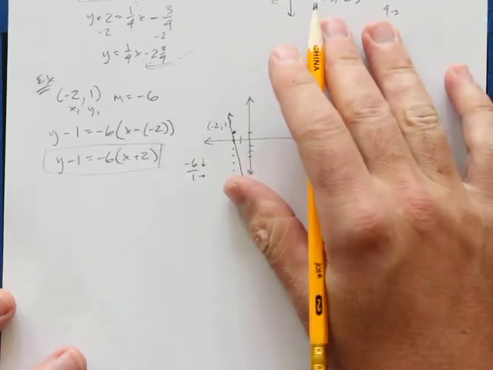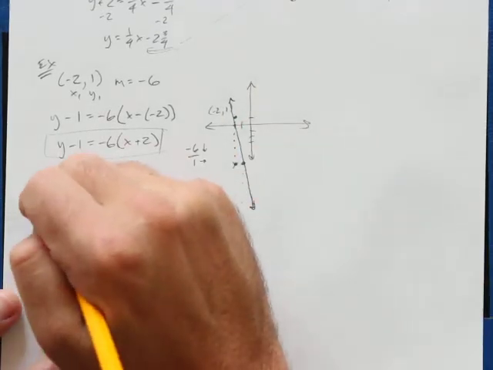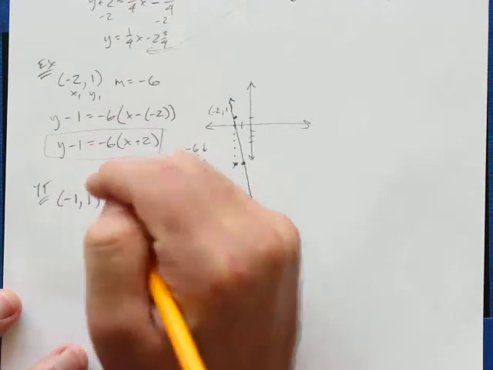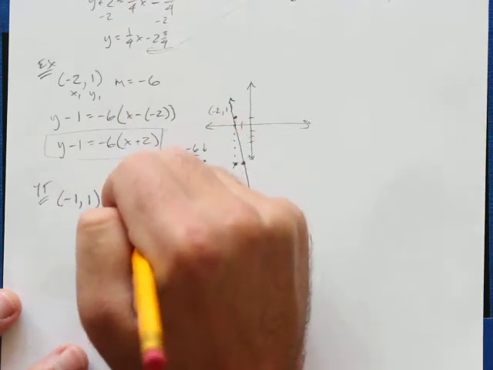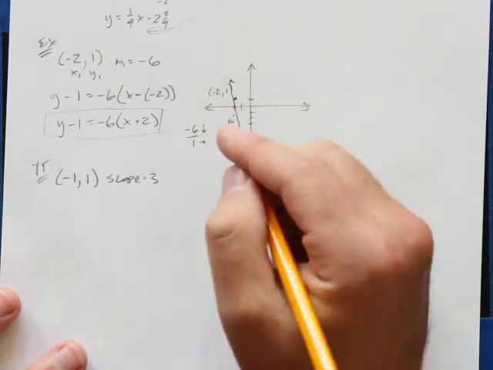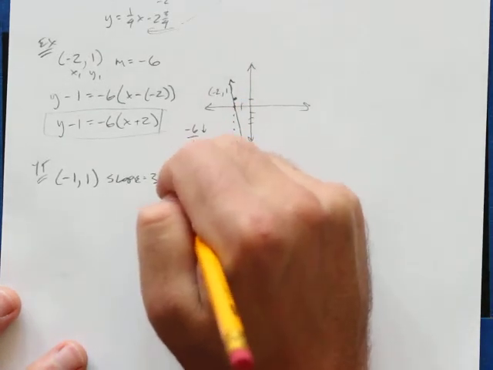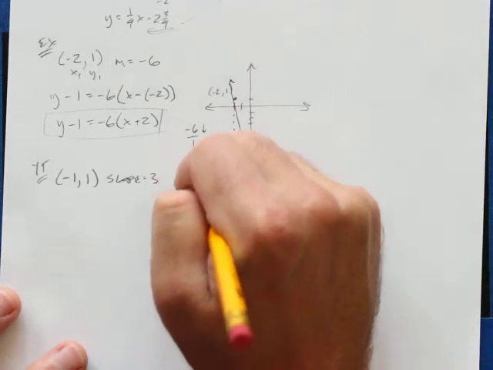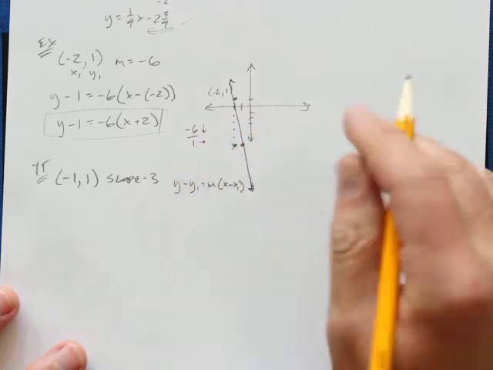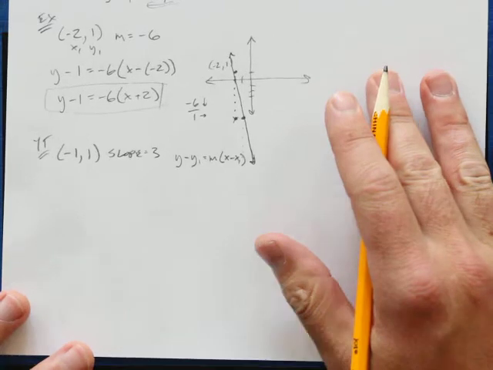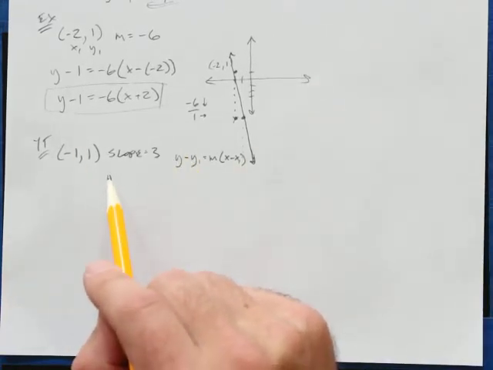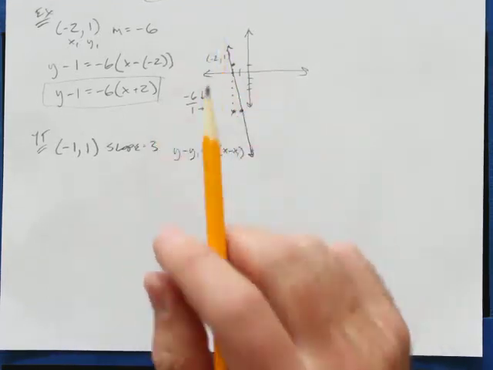And let's do a U-try. I've got -1, 1, and my slope is 3. Remember, my equation that I'm using is y minus y1 equals the slope times x minus x1. All right, so go ahead and write this in point-slope form and graph it. All right, go.